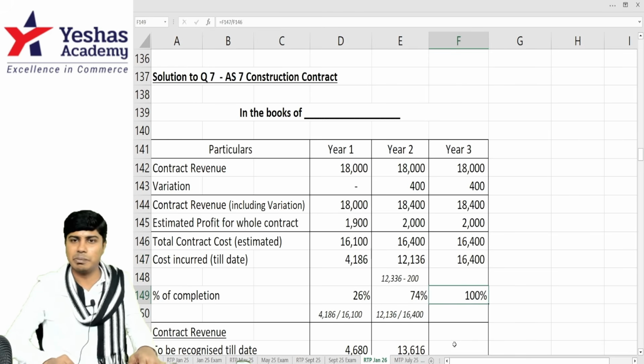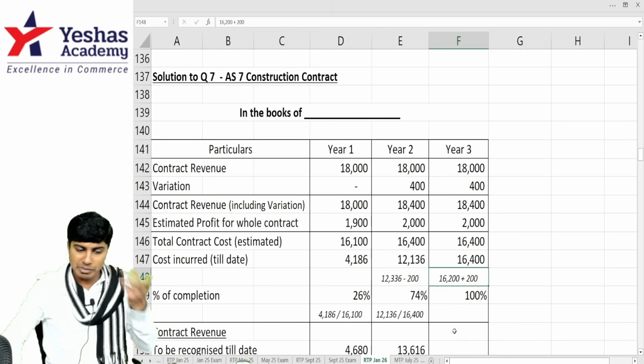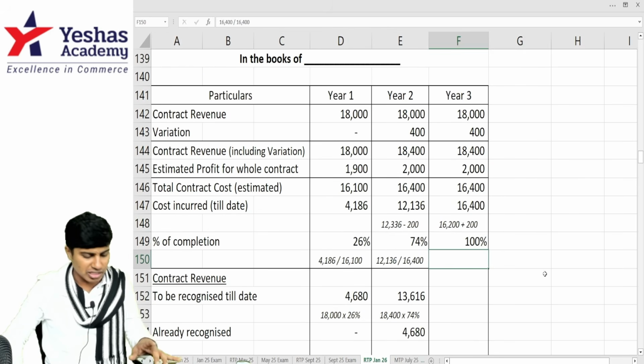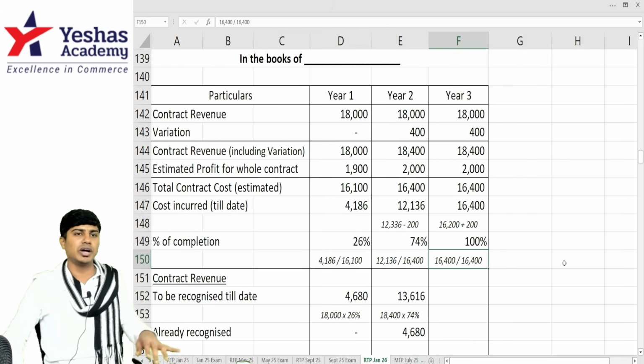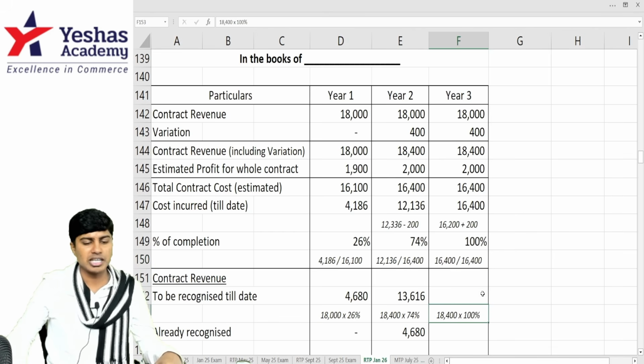16,400. Can I say the contract is 100% complete? That is 16,200 plus 200. And 100% of the contract is complete. How did you get it? 16,400 by 16,400. That is 1 multiplied by 100. I should recognize 100% of 18,400 as my revenue, which is 18,400.